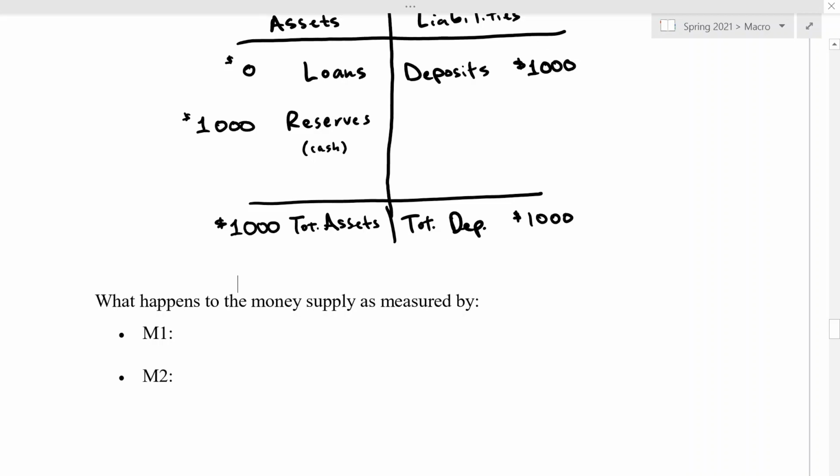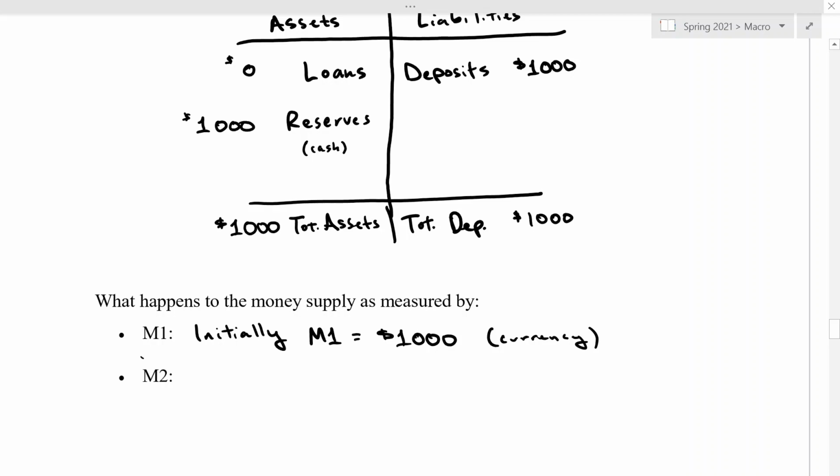If you haven't seen it, go back and watch a couple videos ago. I talked about what the money supply is, how we measure it, the difference between M1 and M2, M1 being the more liquid money supply, which includes currency. So initially, I had $1,000 in currency. Initially, the M1 is equal to the $1,000, which I was holding in currency or cash.